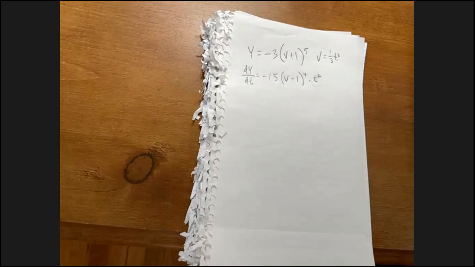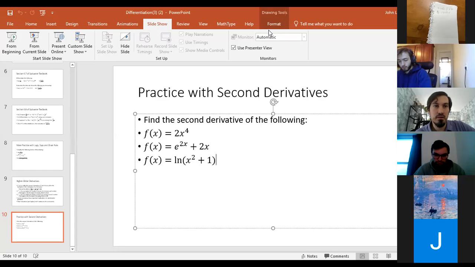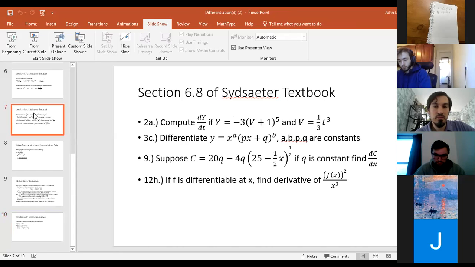How about some of the other ones? Why does it keep going to that? Practice with second derivatives. Why does it keep going here? I'm not sure. Are you seeing the spotlight or are you seeing move spotlight?